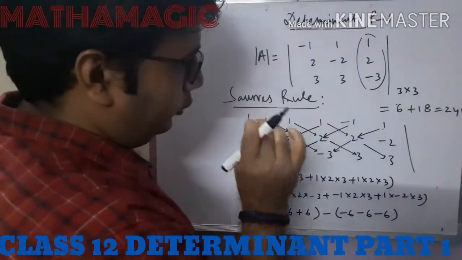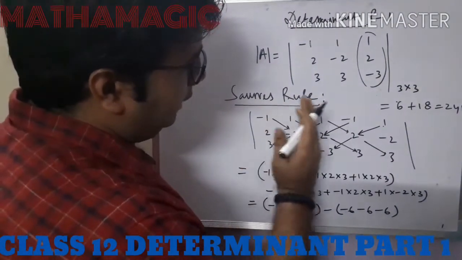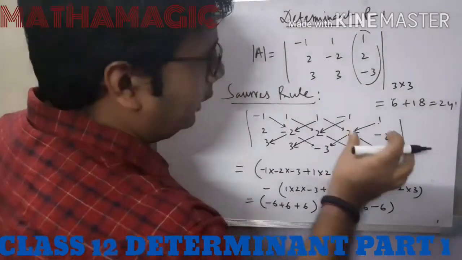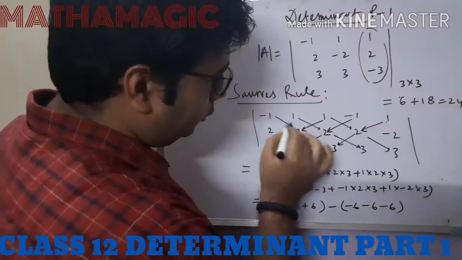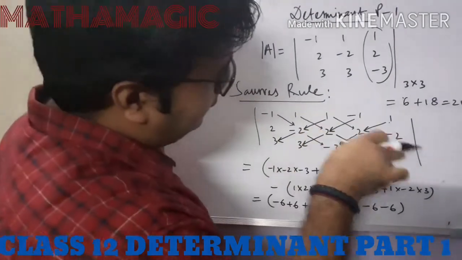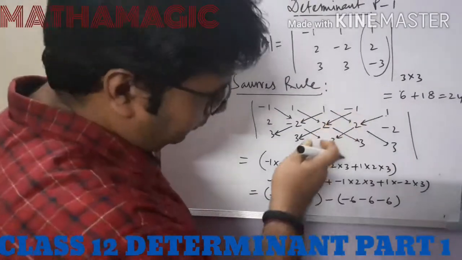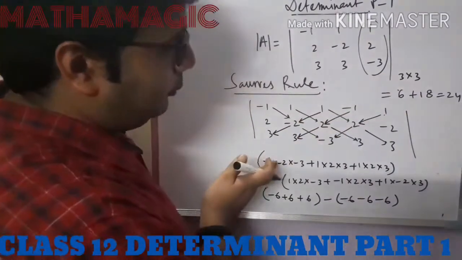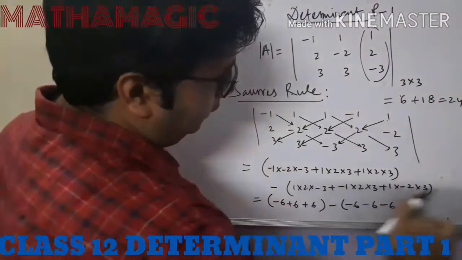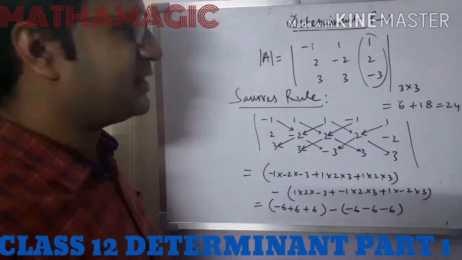So first, don't get confused. I will repeat the steps once again. First you write your determinant, then repeat the first two columns again. Then draw the arrows from top to down. Then draw the arrows from up to down in the opposite direction, write the steps like this and do the calculation. So you will also get the same result.